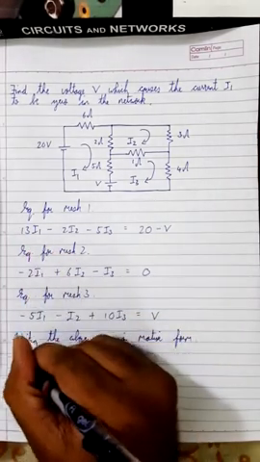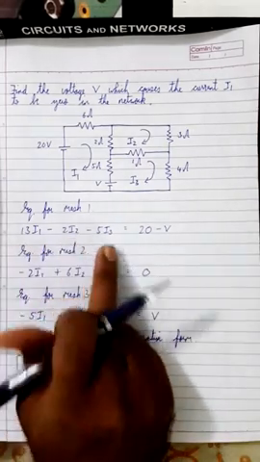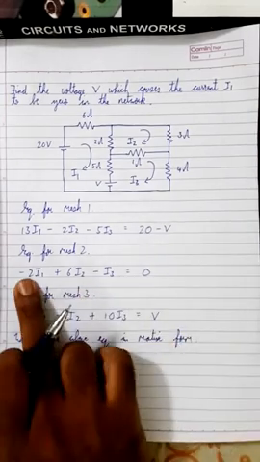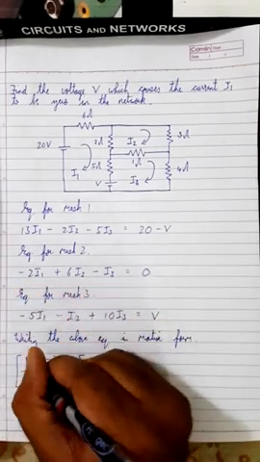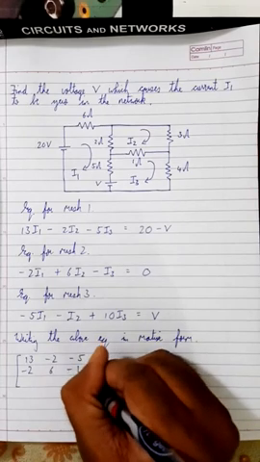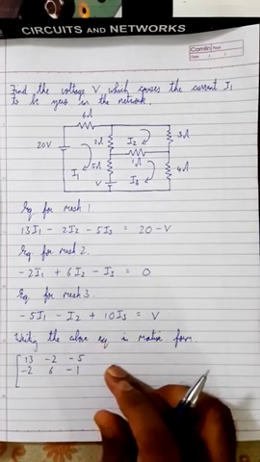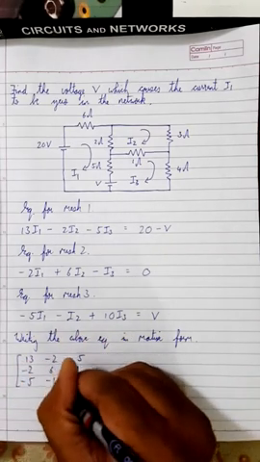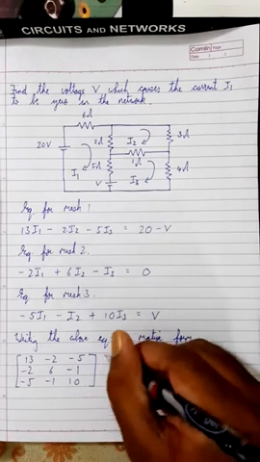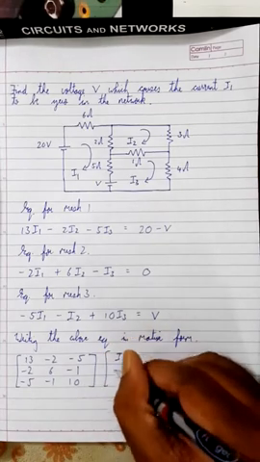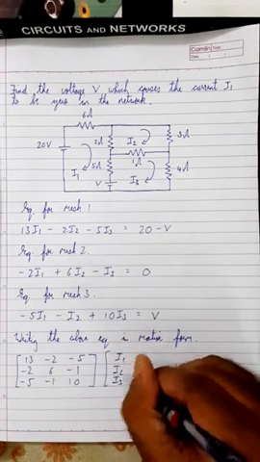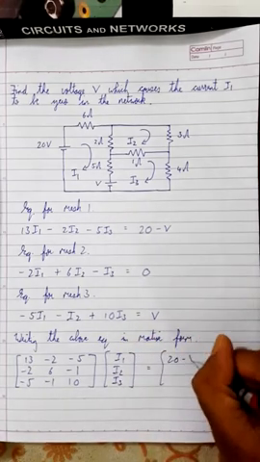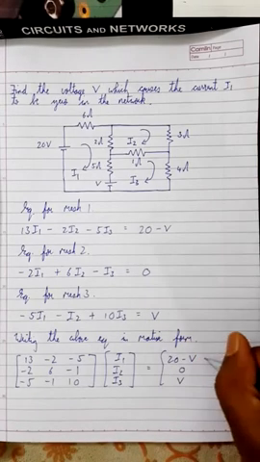So we have 13, minus 2, minus 5. Next is minus 2, 6, minus 1. Then we have minus 5, minus 1, 10. And the current matrix is I1, I2 and I3. And the voltage source column is 20 minus V, 0, V, right?